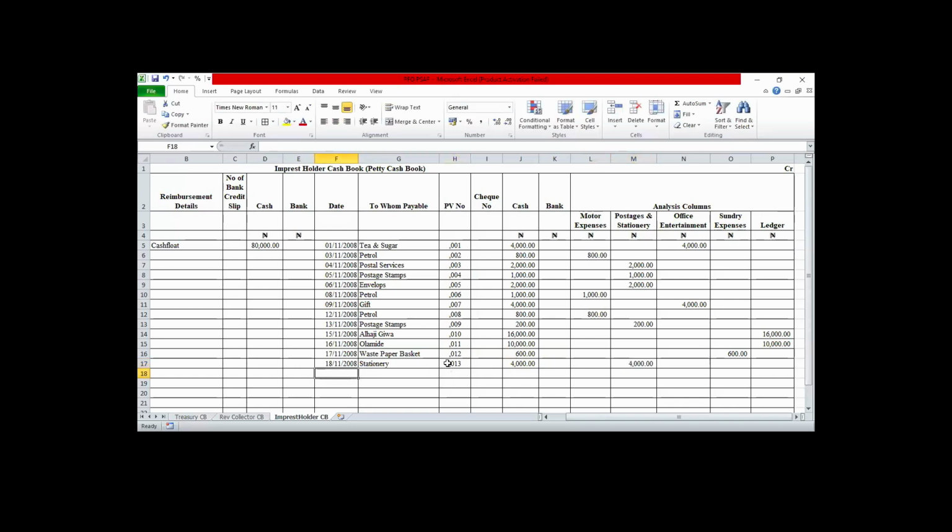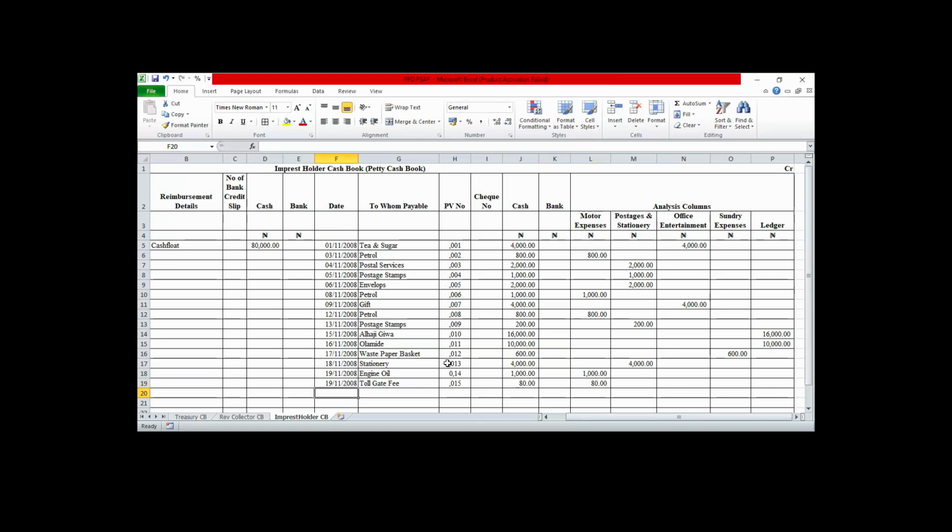Then the next one, what date? 19th. Engine oil, 1,000. That goes under what? Then the next one, 19th again. Toll gate fees, 80 naira. That goes under traveling expenses.